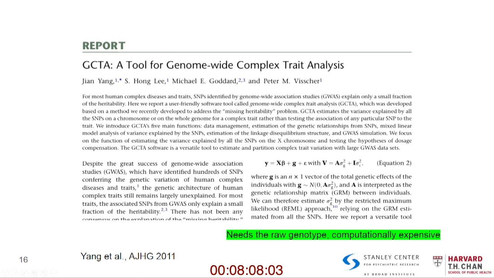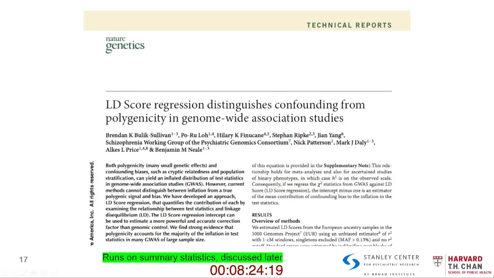One method was published by Dr. Peter Visscher's group in 2011 in American Journal of Human Genetics. This method requires the individual level genotype data and is able to give a very accurate estimate of the heritability explained by common SNPs. The other method was published more recently by Dr. Ben Neale's group in 2015. This method only requires the summary statistics instead of the individual level genotypes. However, the estimate from this method is less accurate comparing with the GCTA, which is the first method.